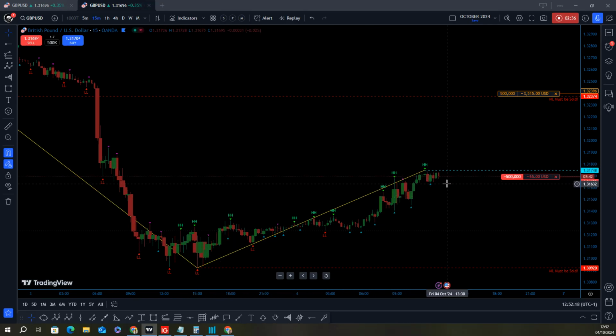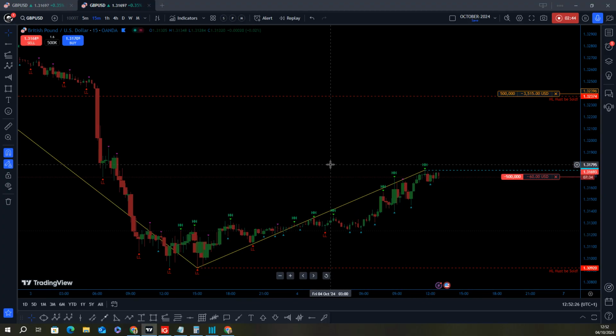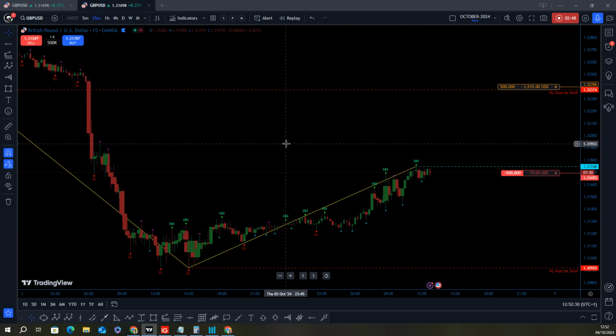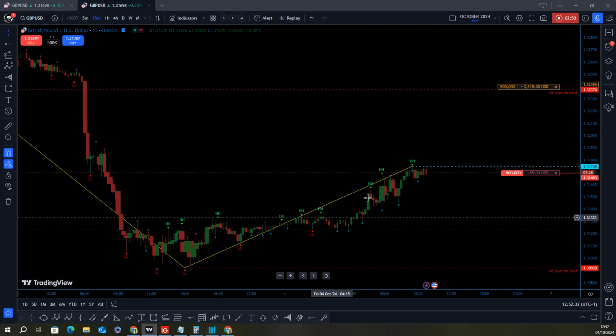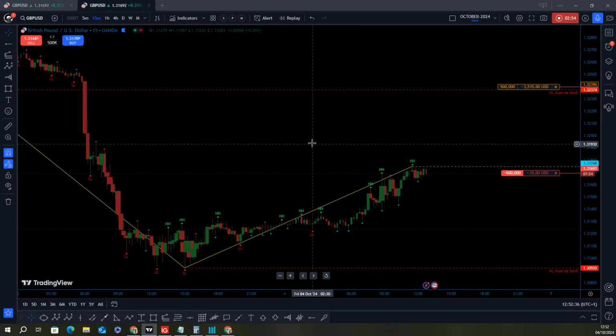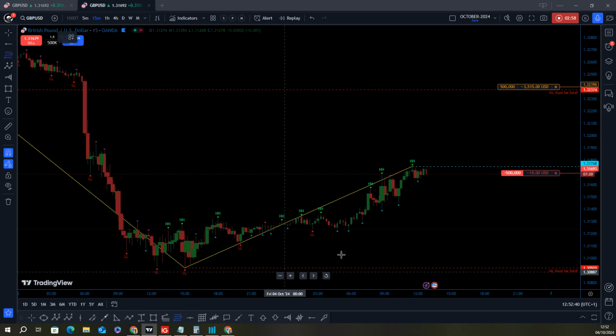Okay, and any break of this area here should give us a strong move to the downside in the pound US dollar. Once we break this low, we can call this a trend changing pattern because this is structure wave 4. Okay, we need to see 5 waves down. How do we do that?